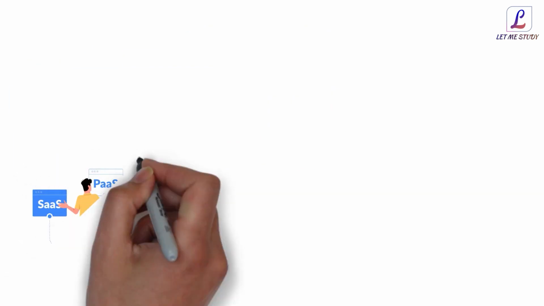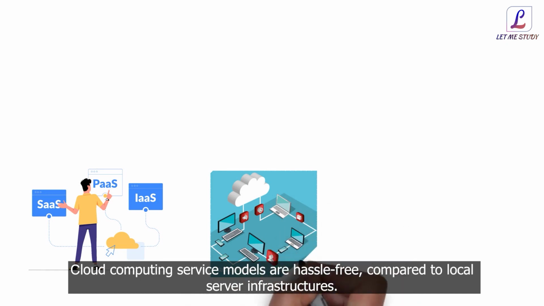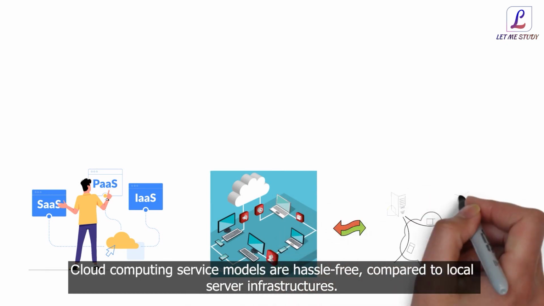Now let's have a look at service models. The three major service models currently available are infrastructure as a service, platform as a service, and software as a service. Cloud computing service models are hassle-free compared to local server infrastructures.